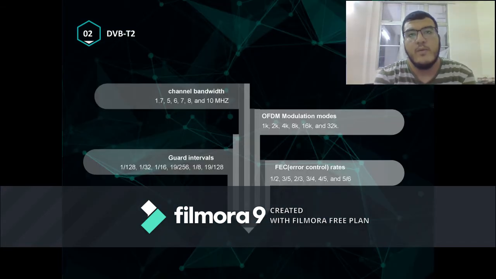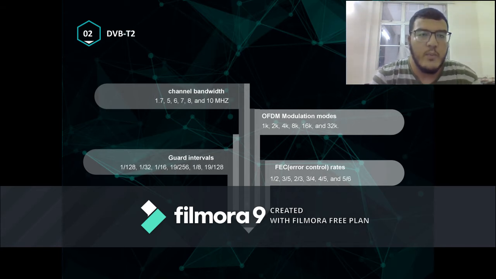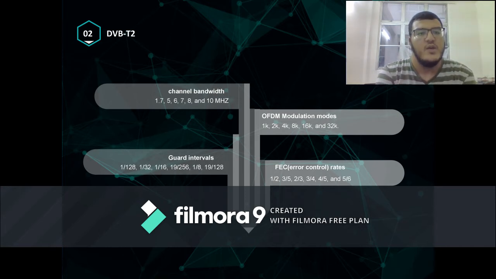Hello, my name is Mustafa Mahmoud, and today I'll be talking about the T2 system specifications. For those of you who don't know, T2 offers flexibility in modes so that the consumer can choose whatever they see suitable for themselves. First we'll start with the channel bandwidth that T2 offers. It's 1.7, 5, 6, 7, 8, and 10 megahertz.